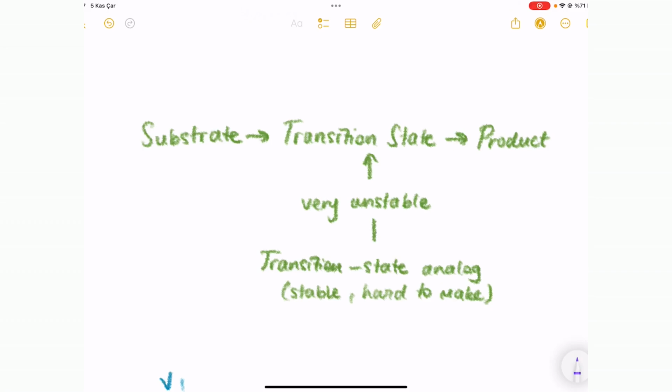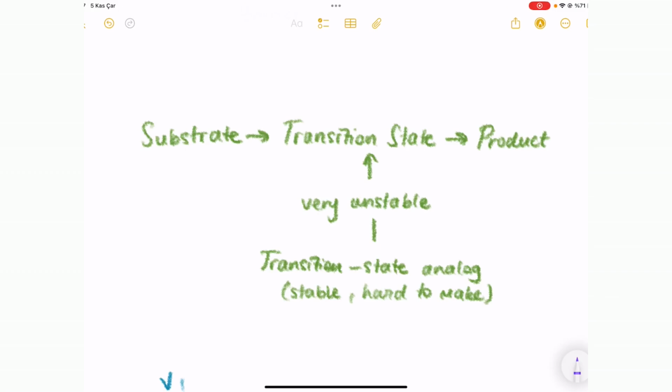Transition state analogs, which can be used as enzyme inhibitors and to generate catalytic antibodies, are often difficult to synthesize. What is the reason? To answer this question, transition states exist for an extremely short time and are high energy and unstable structures. Designing stable molecules that closely mimic this fleeting high energy state is very difficult.